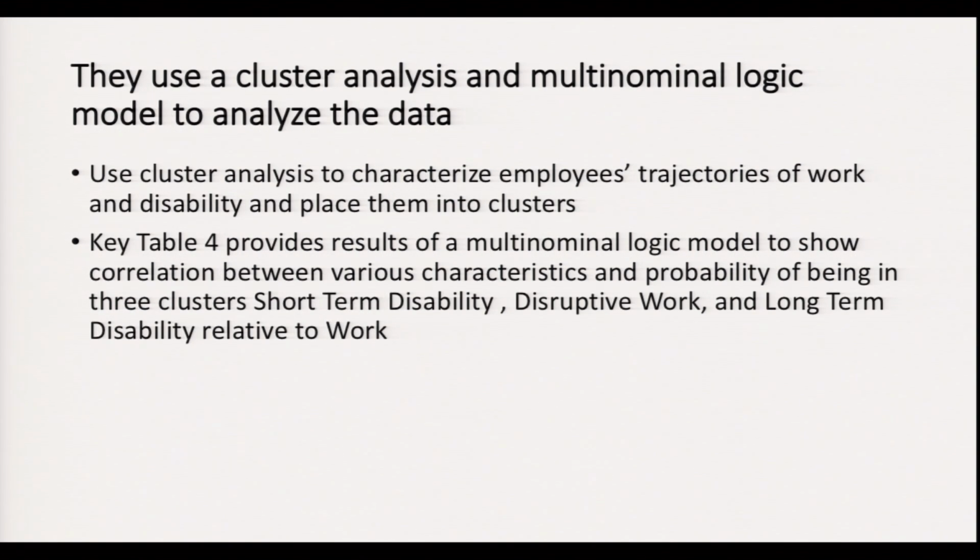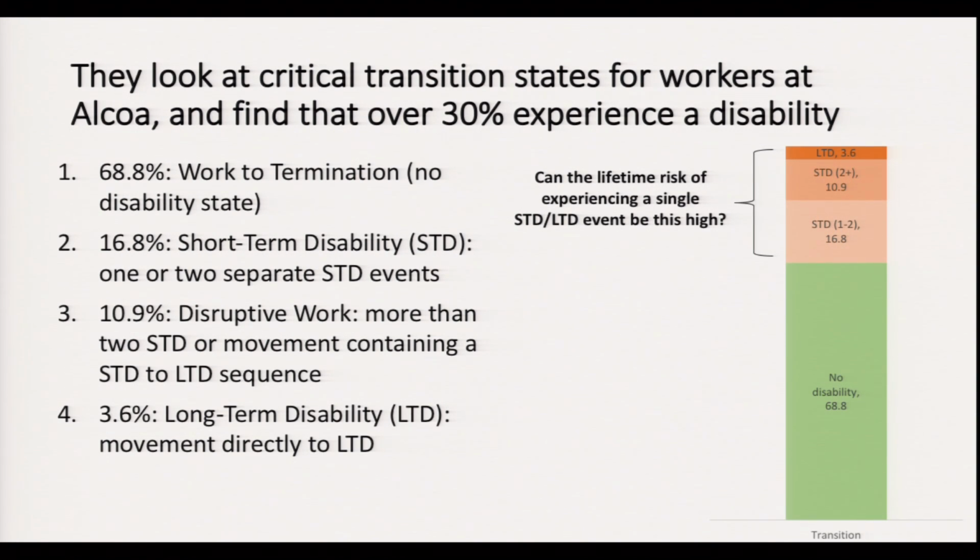Okay, so as we just talked about, they use this cluster analysis to get these trajectories, and then key results are in table 4. So let me get to table 4 and let me show you in a simpler way what they find and why I have some questions about whether they're properly using the data, but we'll see whether this works out or not. So they find that when you're looking at people who go from work to termination with no movement onto the short-term or long-term disability rolls, that's about 68.8%. That says that over 30% are actually experiencing over their lifetime at least one short-term disability event.